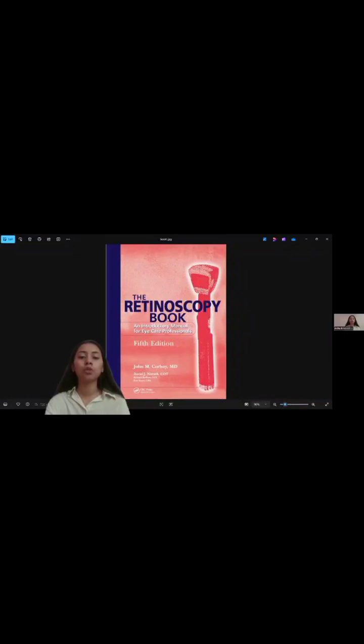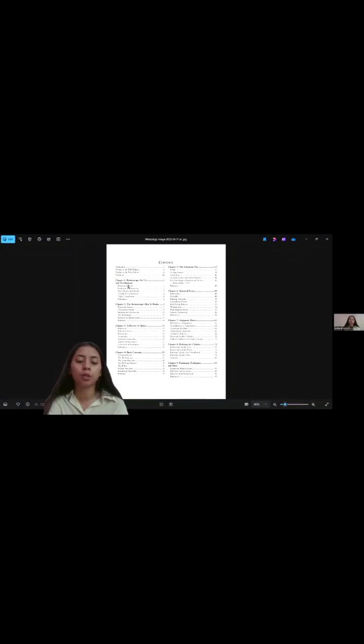This book is one of the most trusted manuals for learning how to use a retinoscope and how to neutralize the patient's eye reflex. So these are the contents of the book. First is uses and development, and the second is how it works, review of optics, basic concepts, the schematic eye, spherical error, astigmatic error, reflecting the cylinder and astigmatism technique, and more.